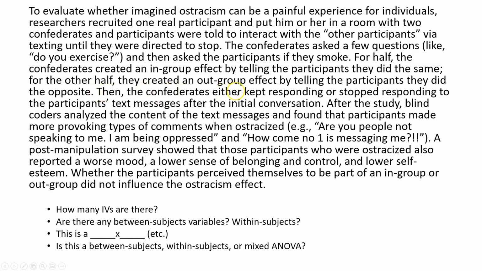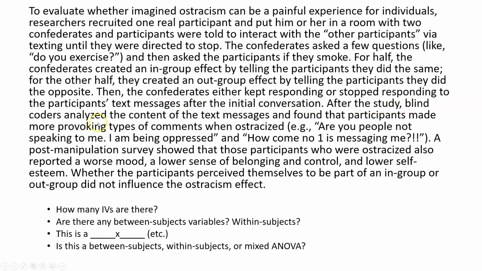Then the Confederates either kept responding to the participant, or they stopped responding to the participant's text messages after the initial conversation. So they would ask something first, like, do you exercise? And then they would ask about smoking. And then they would either create this in-group effect or this out-group effect. And then they would either continue or stop responding.